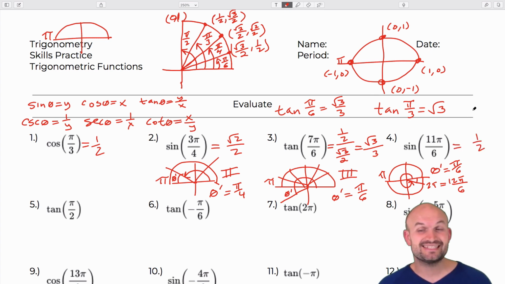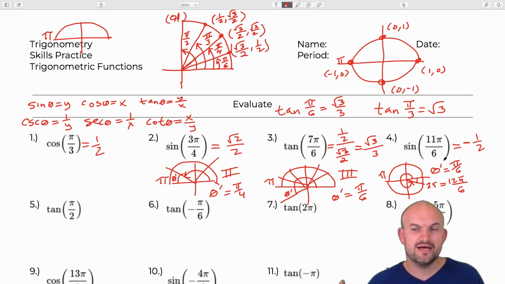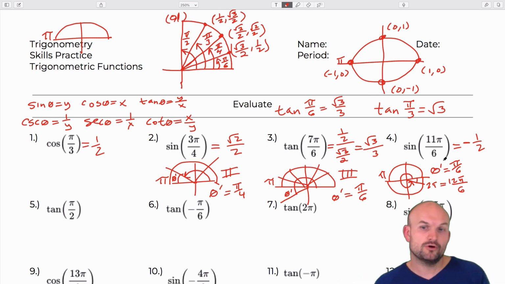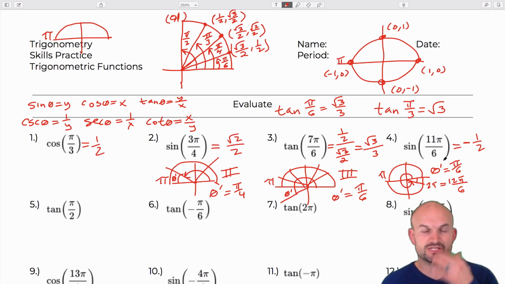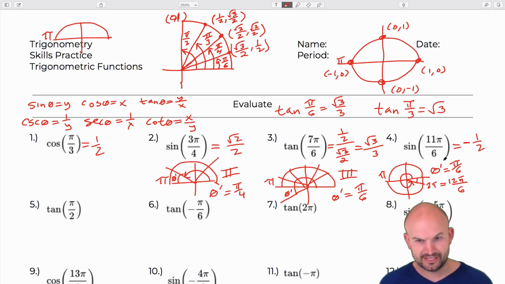But since we're in the fourth quadrant, it's going to be a negative. So that's how you can see how we use the reference angle, but then based on the quadrant that my angle lies in, I can determine if the sign is going to be positive or negative.